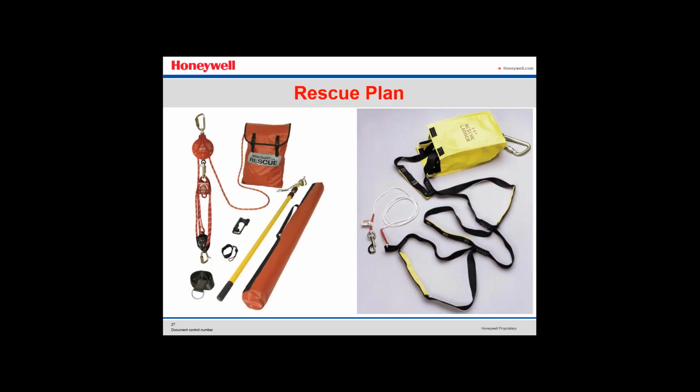All right, so we talked about anchors, body wear, connecting devices. The R, and I mentioned earlier, is the rescue plan, left-hand side of the screen. There's all different types of rescue units available on the market. I just threw a couple on here for this program.